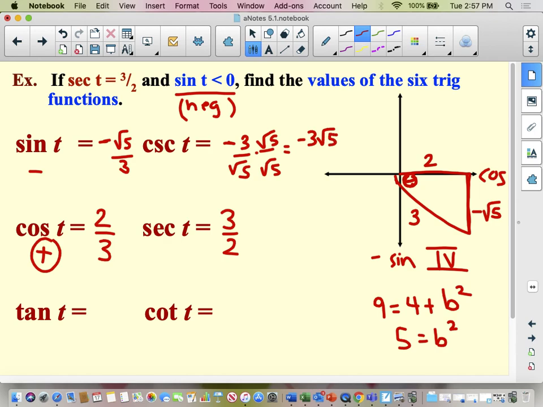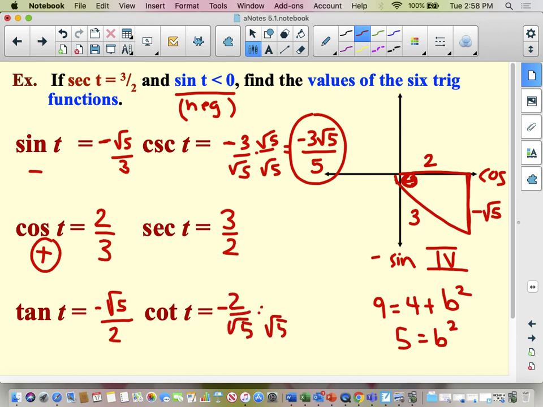So that's negative 3 root 5 over 5. So a little bit of simplifying. Okay, go back to your triangle and find the tangent. Well, from theta, tangent is opposite over adjacent. So that's going to be negative square root of 5 opposite over adjacent, which is 2. Reciprocal that to get your cotangent, so negative 2 over root 5, and you gotta rationalize that one as well to get your cotangent.